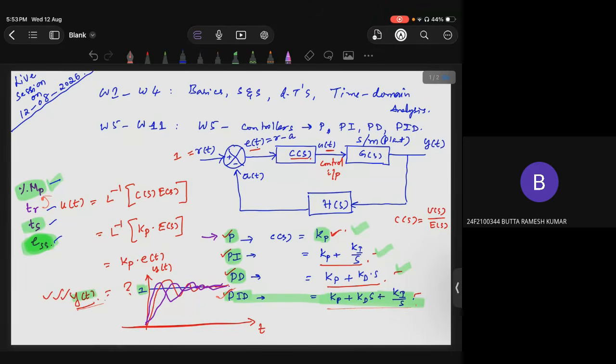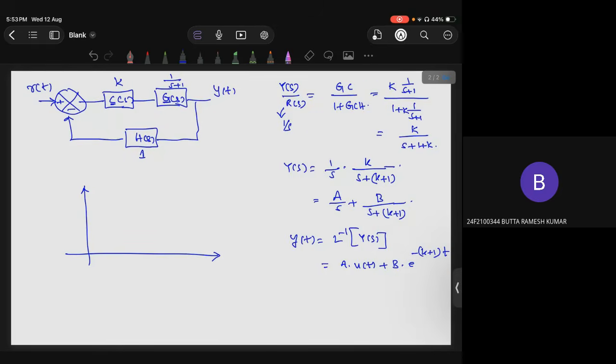You are supposed to reach 1. But with a proportional controller, you will get the response like this. So you'll have some steady-state error, ESS. Then if you replace this K with K1 plus K2 by S, yes, sir.